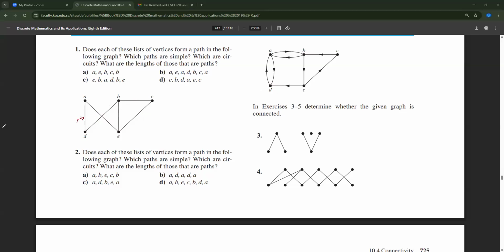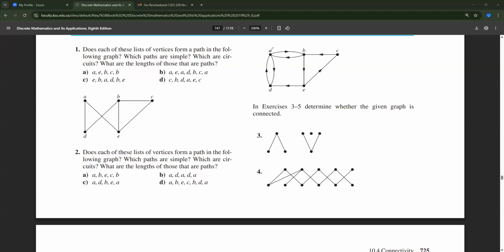So now once we add direction, it changes things up a bit. Let's say this one. A to B, B to E, E to C, C to B, B to D can't go over. A D, no. A B E C B.